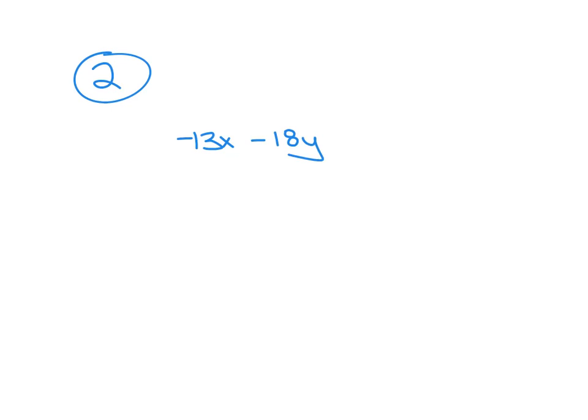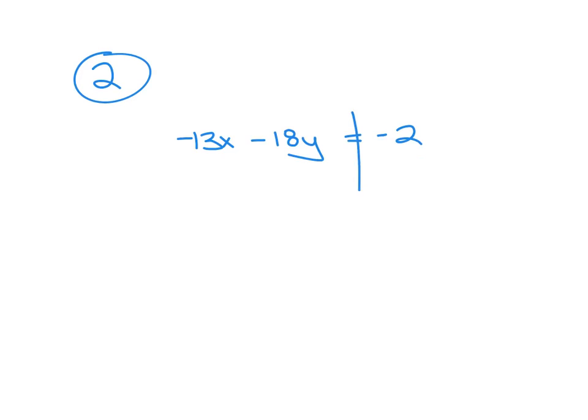Okay, let's try a couple more to make sure we have the hang of this, because it's been a little bit. So number 2, please write down this problem as well. I've got -13x minus 18y equals -2. Now, if I'm going too fast for you to write and pay attention, just pause the video and then catch up when you're ready.